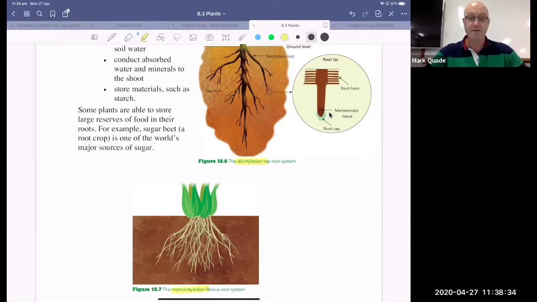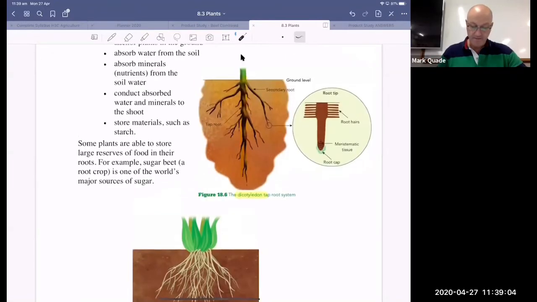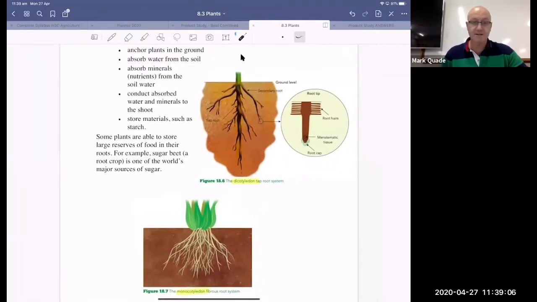Now, some of the big differences are the root systems. So dicots have this taproot. Looking at this diagram here, we have this taproot, and we have smaller roots coming off it. The monocots have the fibrous root system. So dicots have a taproot. Monocots have a fibrous root system. So they're very different.